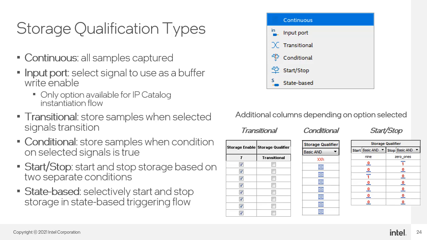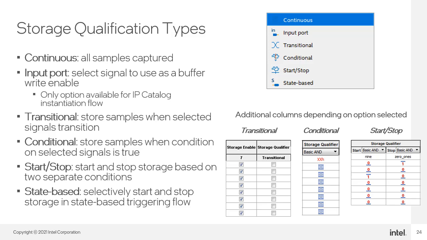There are 6 types of storage qualification that can be performed. Continuous is the default setting and is equivalent to not performing any storage qualification. All samples around the trigger are stored. The input port qualification type lets you select a signal, either internal or on an input pin, that will basically be used as a buffer write enable signal. If the selected signal is high on the rising edge of the sampling clock, samples are stored in the buffer.